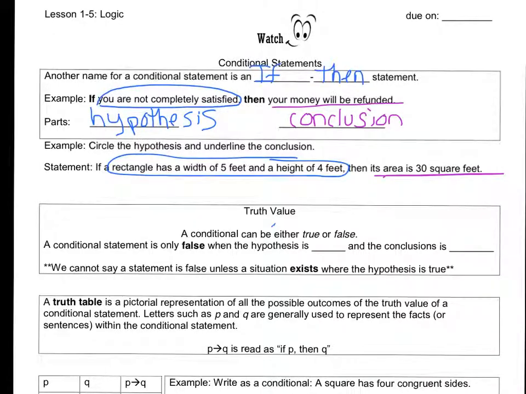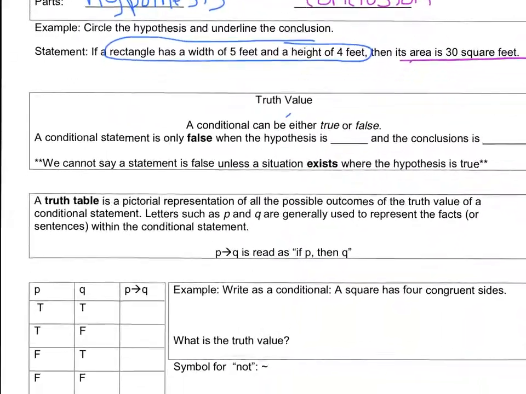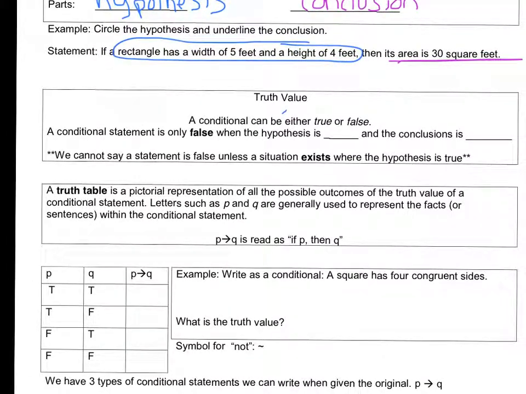With conditional statements, we have truth values. So that means, is the entire statement true or is the entire statement false? A conditional statement is only false when your hypothesis is true and the conclusion is false. So we have to start with something that's true. We can't say a statement is false unless there exists a situation that could be true. So even if your hypothesis is completely weird, it just doesn't make sense, the statement will still be true, because we have to start with something that's true and then prove that it's false.